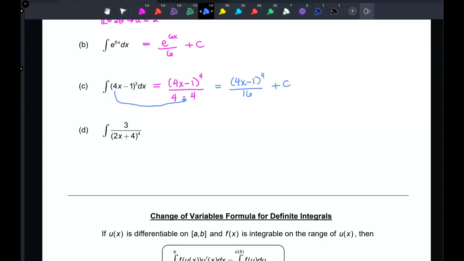Okay, 3. It's not going to be natural log. Why? Because it's not a power of -1, it's a power of -4. Okay, so this is going to be (2x plus 4) to the -3 over -3 times, what's the derivative of the inside? 2.